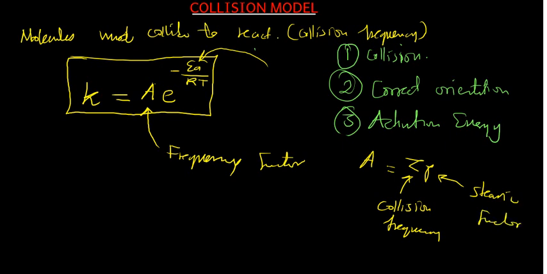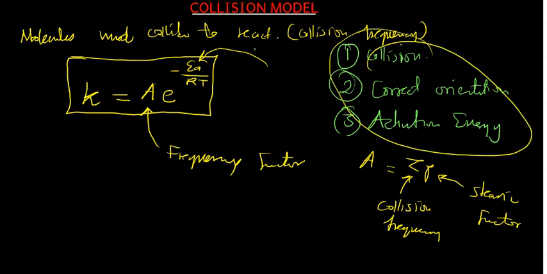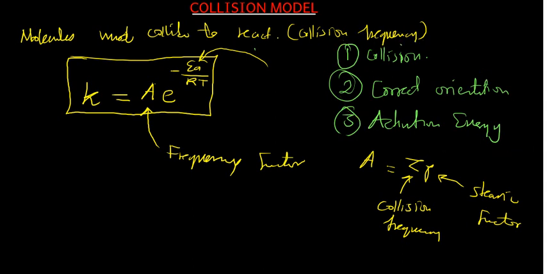Collision frequency is all about the 3 points we've written here. Collision frequency is the number of collisions per second occurring in a reaction. How many collisions are happening in a chemical reaction? So Z represents how many collisions are happening in a chemical reaction per second. That is the collision frequency.